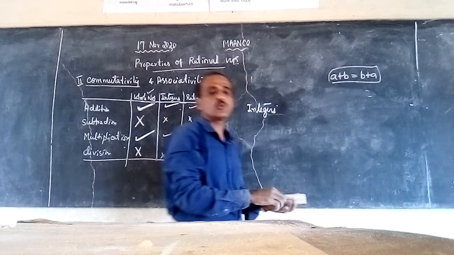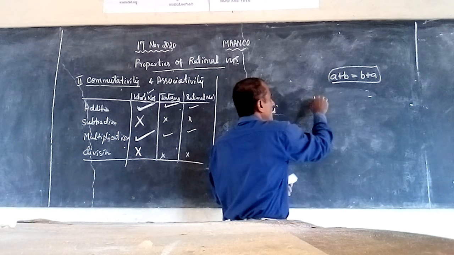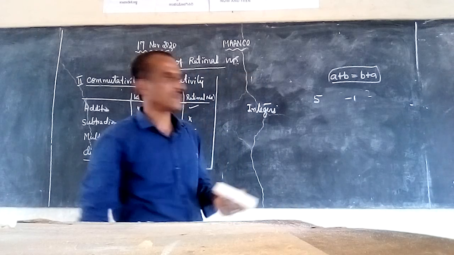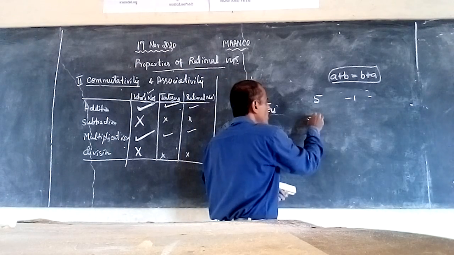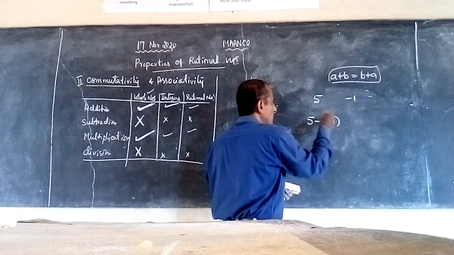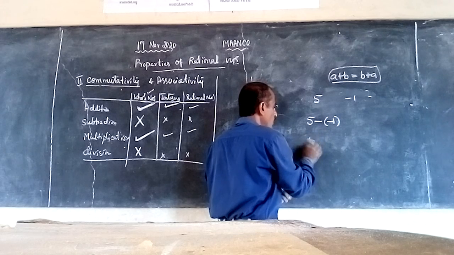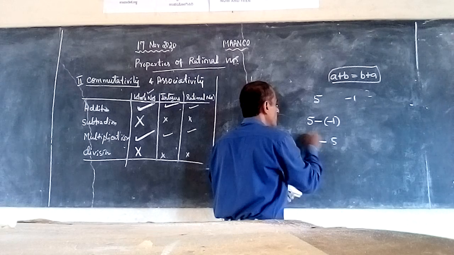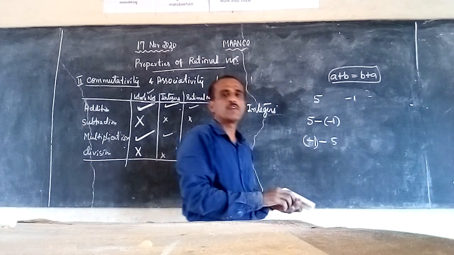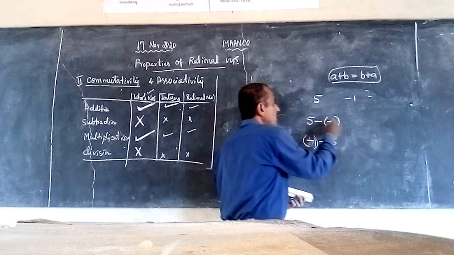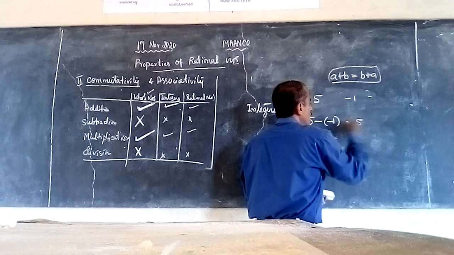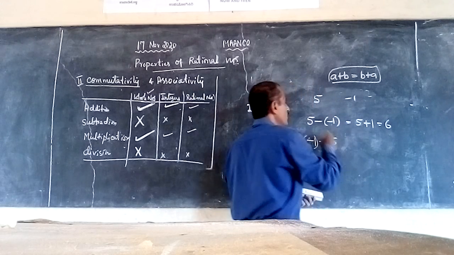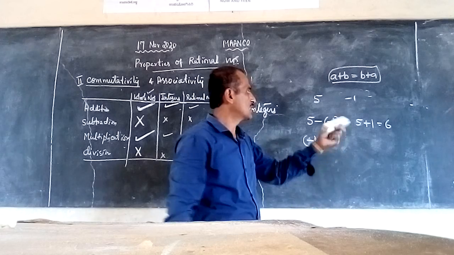Let us take any two integers, say 5 and minus 1. Whether 5 minus minus 1 is equal to minus 1 minus 5. If it is equal, so 5 minus minus 1 means how much? 5 minus of minus 1 is plus 1, equal to 6. So 5 minus minus 1 means 6.